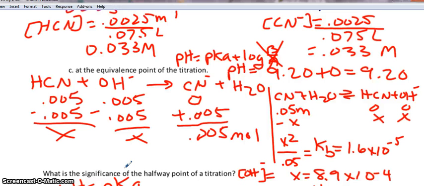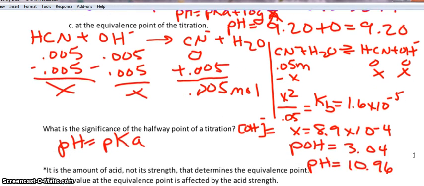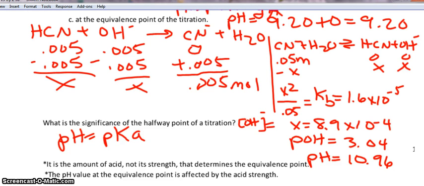Therefore, x squared over 0.05 is your Kb. Therefore, we have x is equal to 8.9 times 10 to the negative fourth. pOH is equal to 3.04, and pH equals 10.96. So once again, notice that the equivalence point is much higher than 7 because we have probably a much stronger base. So that's the significance of the halfway point, where pH equals pKa. And again, it's the amount of acid necessary, not the strength, that determines the equivalence point. The pH at the equivalence point is affected by the acid strength.